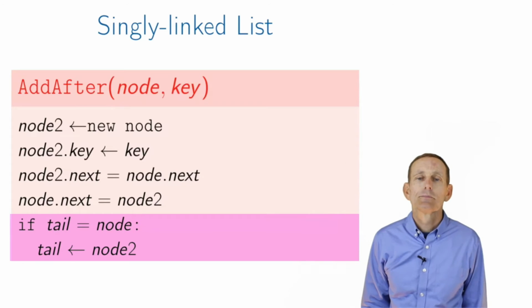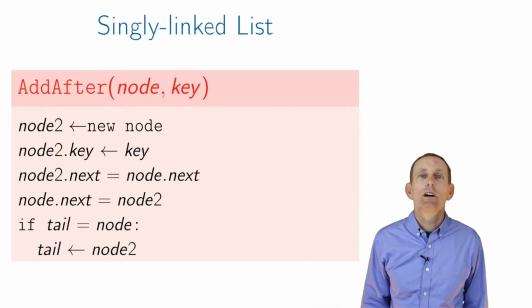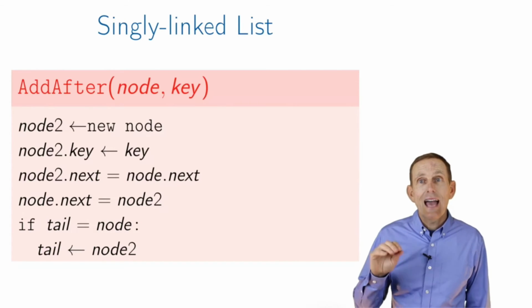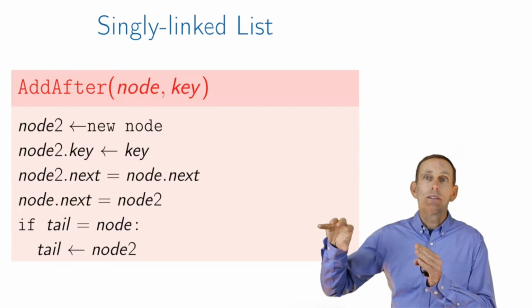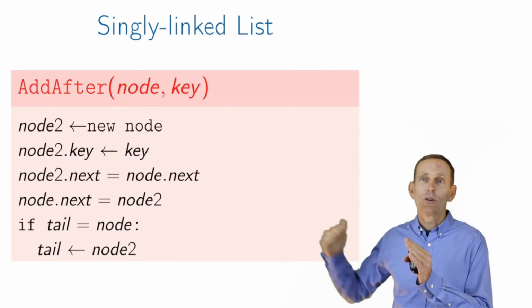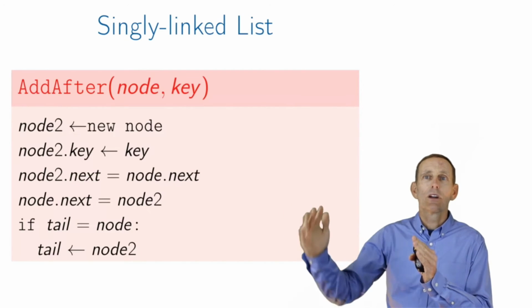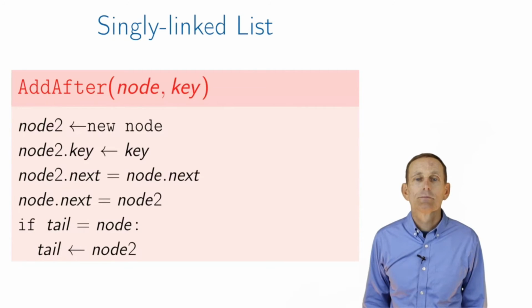Adding before, we have the same problem we had in terms of pop back, in that we don't have a link back to the previous element. So we have no way of updating its next pointer other than going back to the beginning of the head and moving our way down until we find it. So add before would be an order n operation.